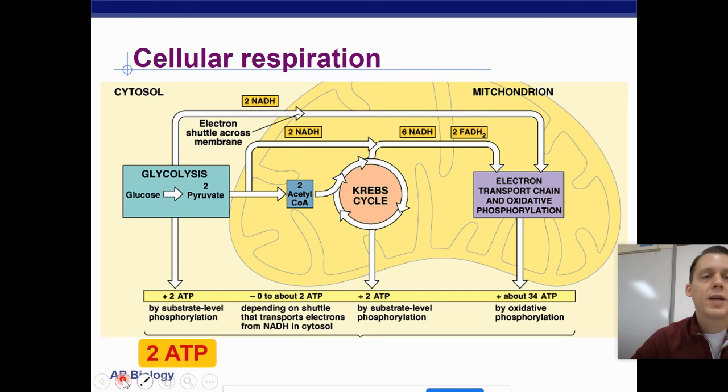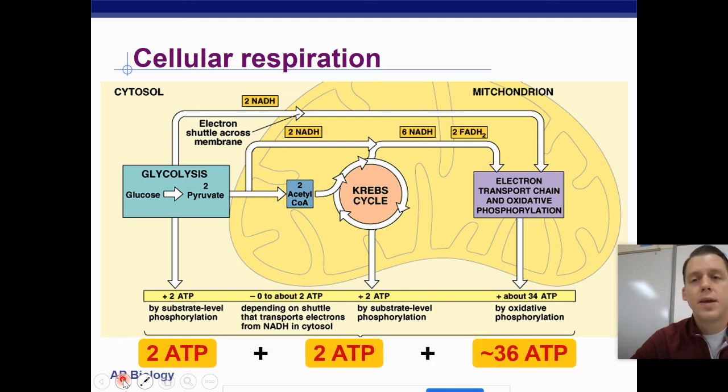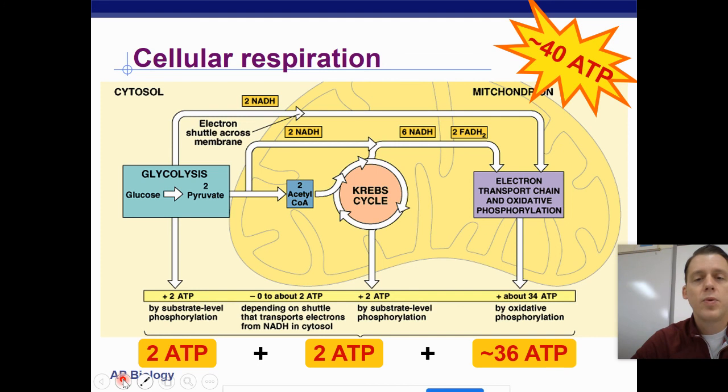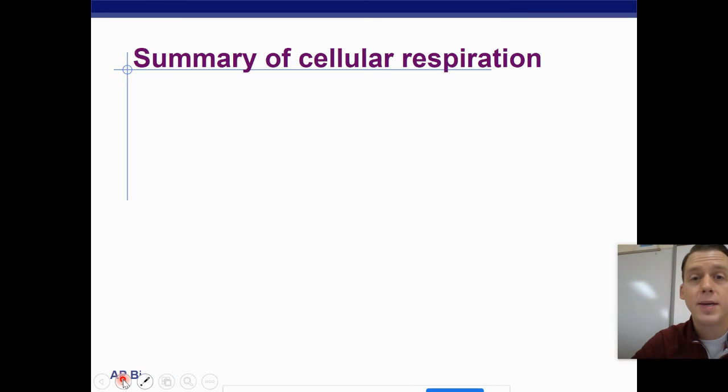Okay, so glycolysis gives us 2 ATP. The Krebs cycle gives us 2 ATP. And the electron transport chain gives us 36 ATP, which is going to net us around, it's not an exact amount, but it's going to net us around 38 to 40 ATP total.